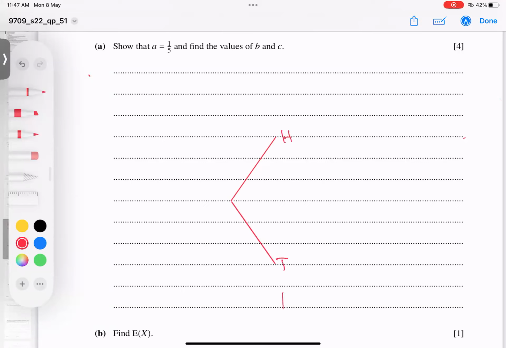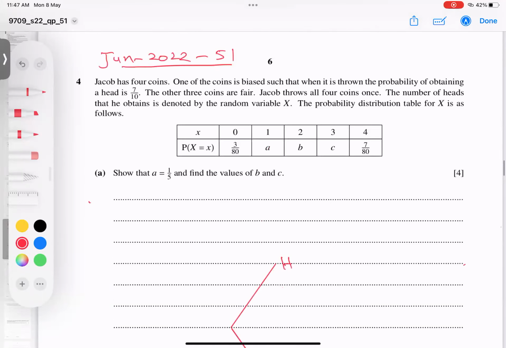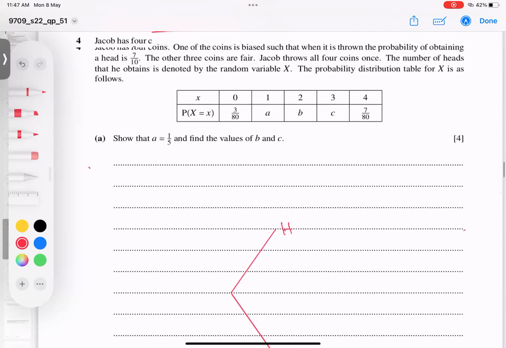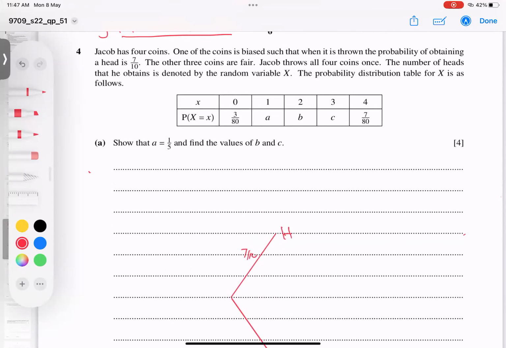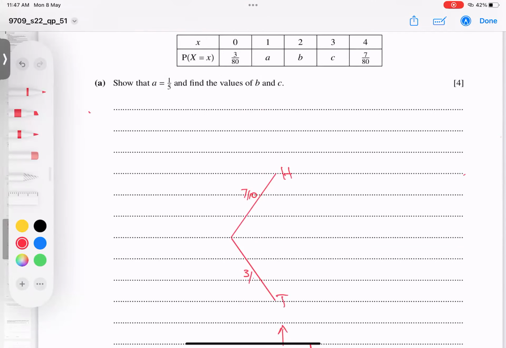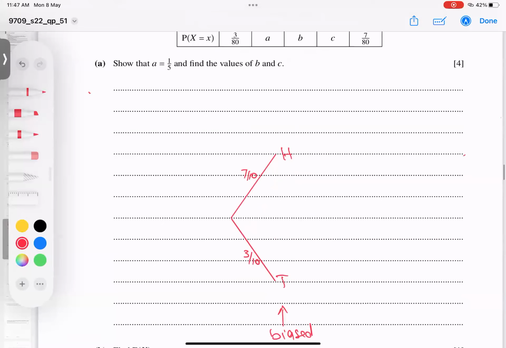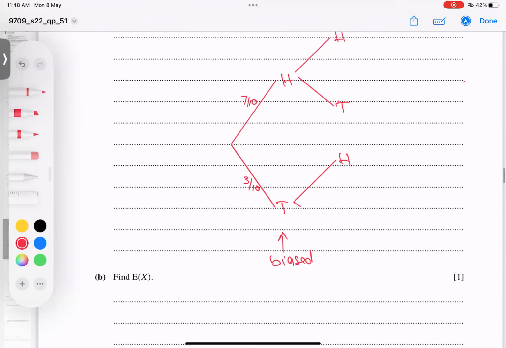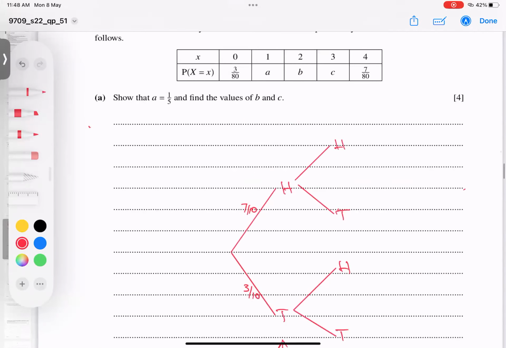This is the biased coin. So let's talk about the other one. What are the chances? 7 by 10, and here 1 minus that, so 3 by 10. I think all of you understand. Afterwards, we have head or tail for the other coins. This one is fair, and this is also fair. Then I make it again, and let's expand it now.